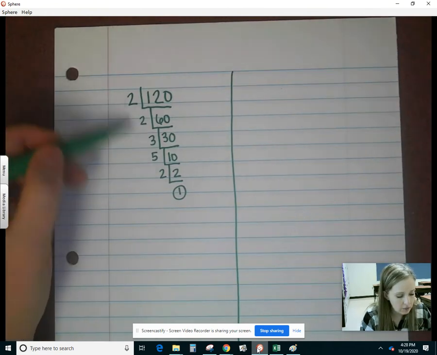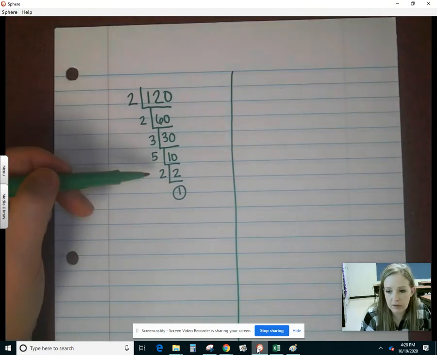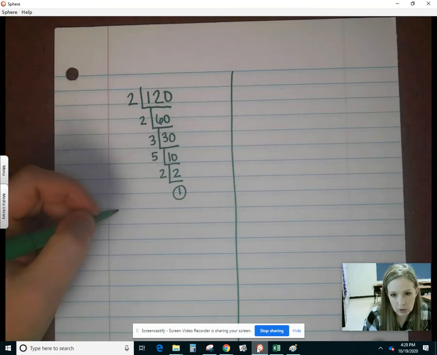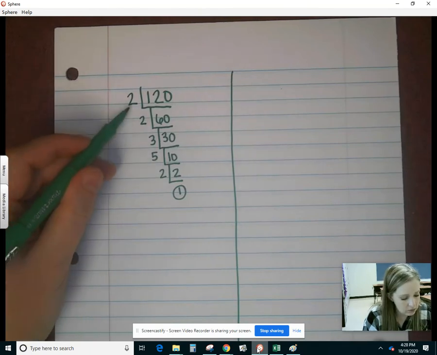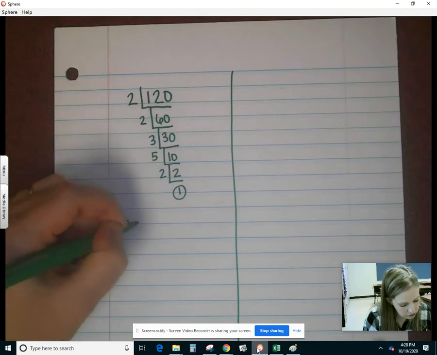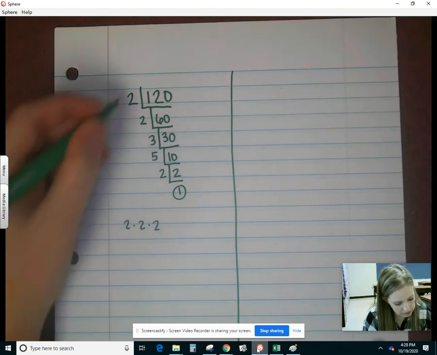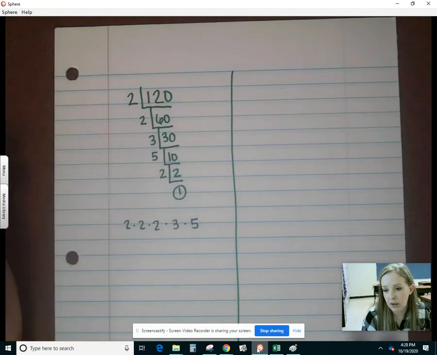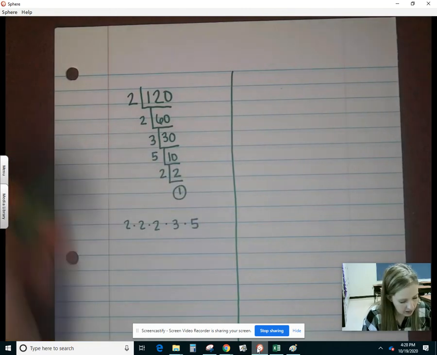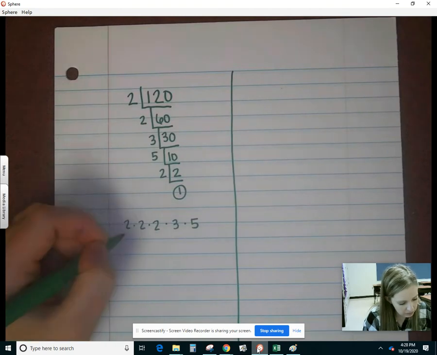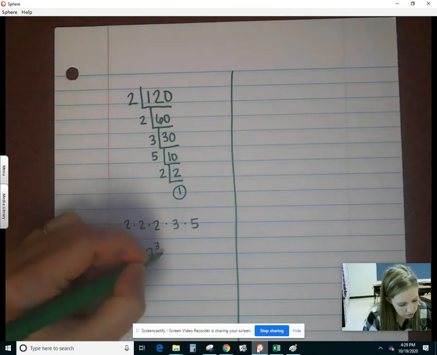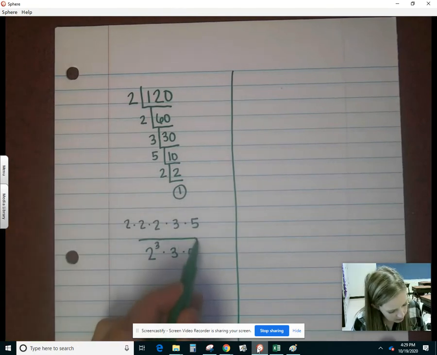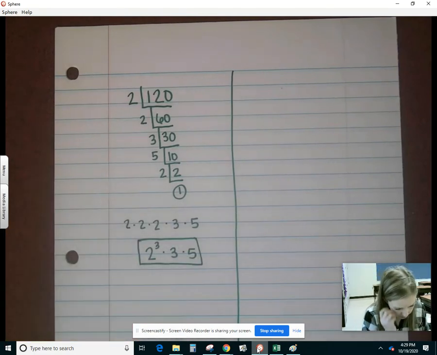So again, if you worked this out, you might have these numbers in a different order, and that would be fine. You only have to put them in order when you write your answer. So we have 2 times 2 times 2, because there were 3 2's, times 3 times 5. Remember, it has to be in least to greatest order. And because there are 3 2's here, we can rewrite that as 2 to the third power, because that's 2 times 2 times 2. And this would be our answer.